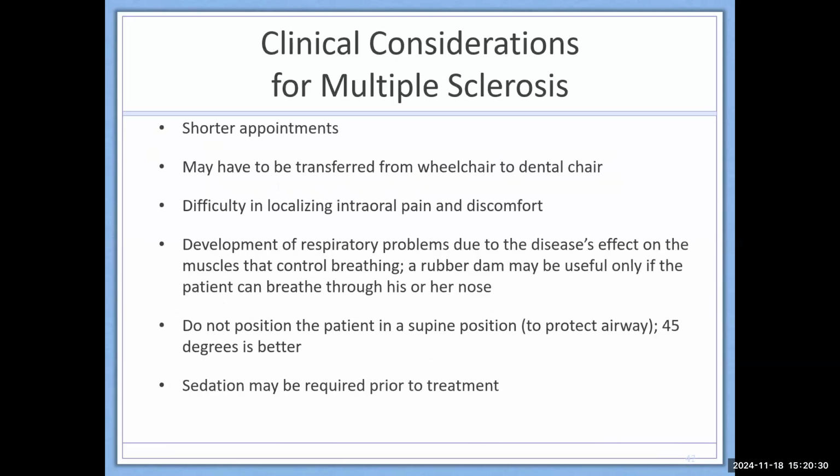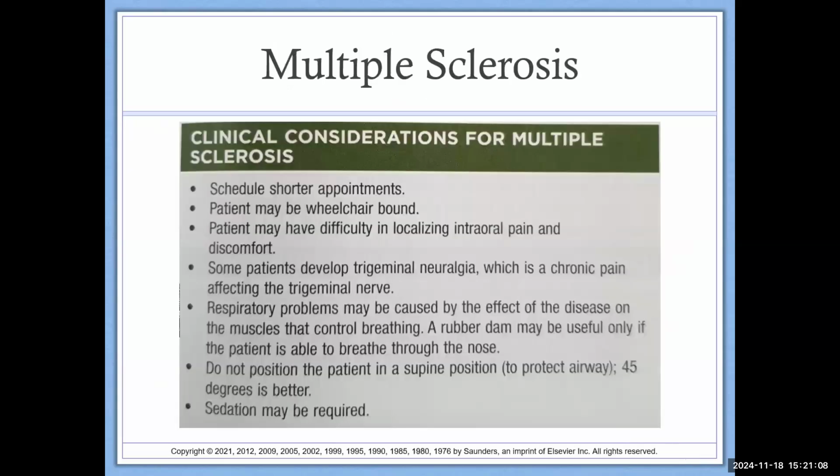There is no cure. So what are the clinical considerations? What do we have to think about? Well, we want shorter appointments. We want accessibility to their wheelchair. Sometimes these patients have difficulty localizing their intraoral pain and discomfort. There sometimes is a development of respiratory problems. Okay, so maybe their breathing is an issue. Maybe they are not able to breathe through their nose. So you don't want to position a patient in a supine position. 45 degrees is usually better. It does take a toll on your back, but it's just better for the patient. So sedation may be required before treatment.